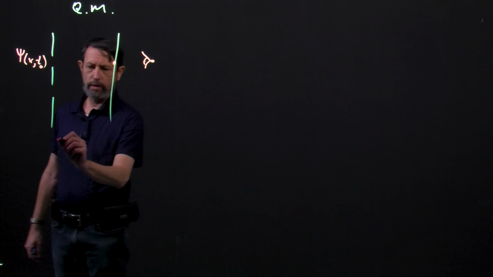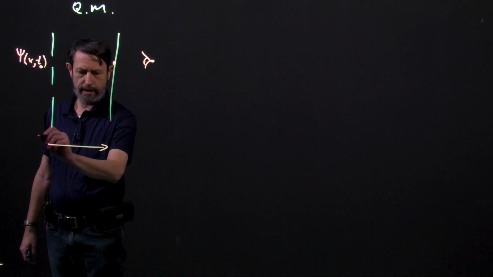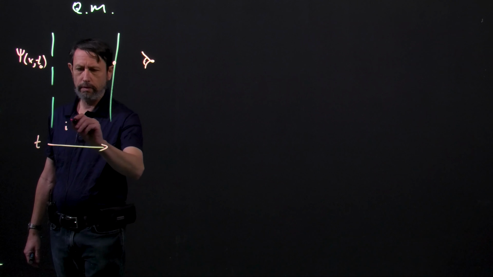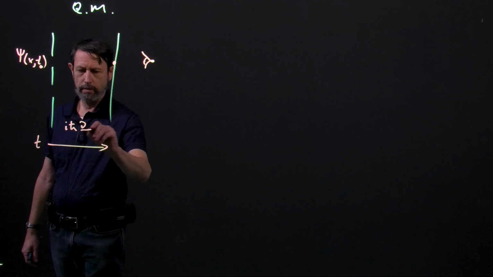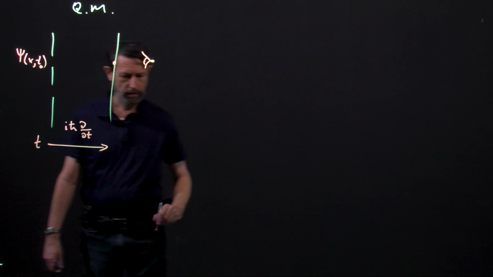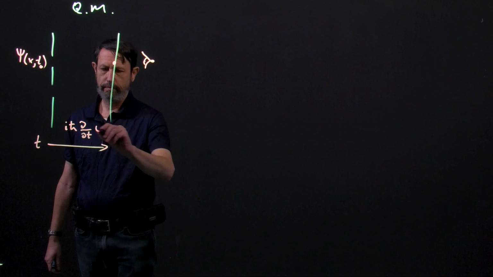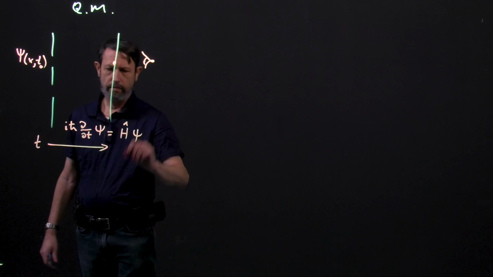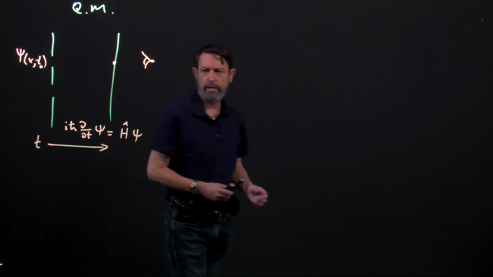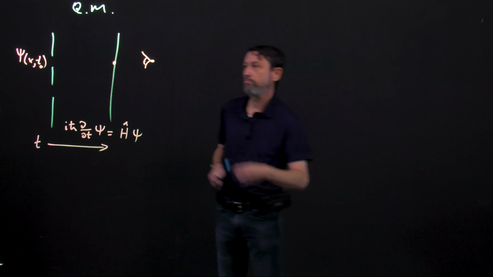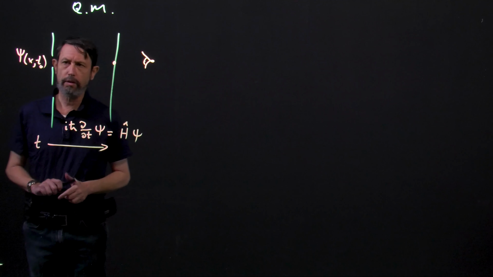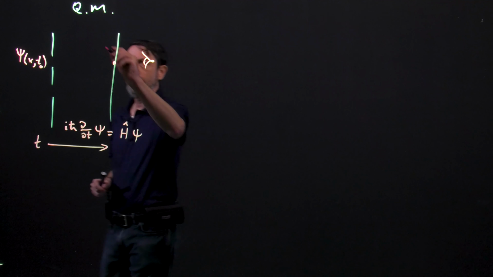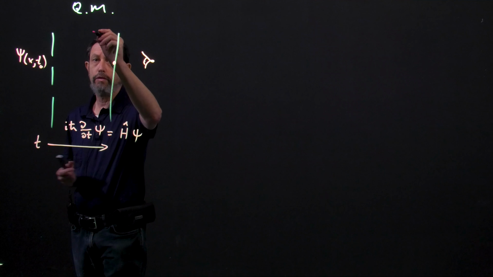Basically, in order to determine the propagation in time, I write down the Schrödinger equation. And from the Schrödinger equation, with the initial condition of the wave function at time t0, I can give you the wave function at any other time.